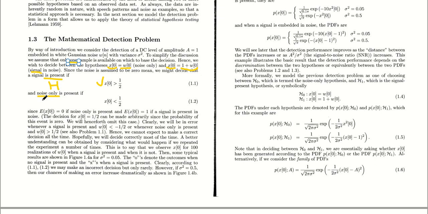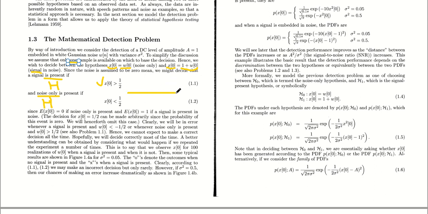Noise only is another hypothesis, right? Hypothesis with signal, hypothesis with noise only. So what that means is if you have this x0, it's either noise or signal plus noise, then how would you distinguish by this observation? That's the challenge we have.